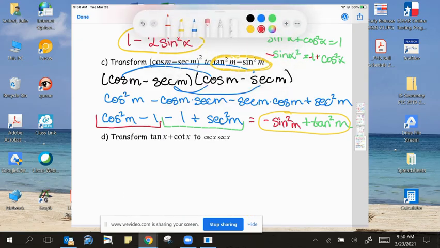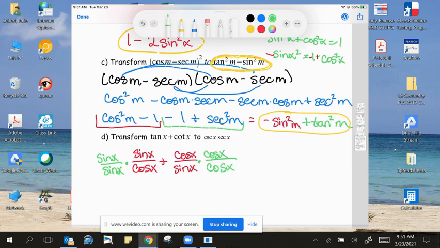So on part D, we're converting tangent x plus cotangent x into cosecant x times secant x. So we need to convert two expressions added into two expressions multiplied. So we need to be really careful about how we do that. We have tangent x plus cotangent x. I'm going to go to sines and cosines. So tangent x is sine x over cosine x plus cotangent x is cosine x over sine x. Okay? Now, we need to be able to add those together. In order to add those fractions, we need a common denominator. Denominators are cosine x and sine x. Those don't have anything in common. So we'll multiply that first fraction by sine x over sine x. We'll multiply that second fraction by cosine x over cosine x.